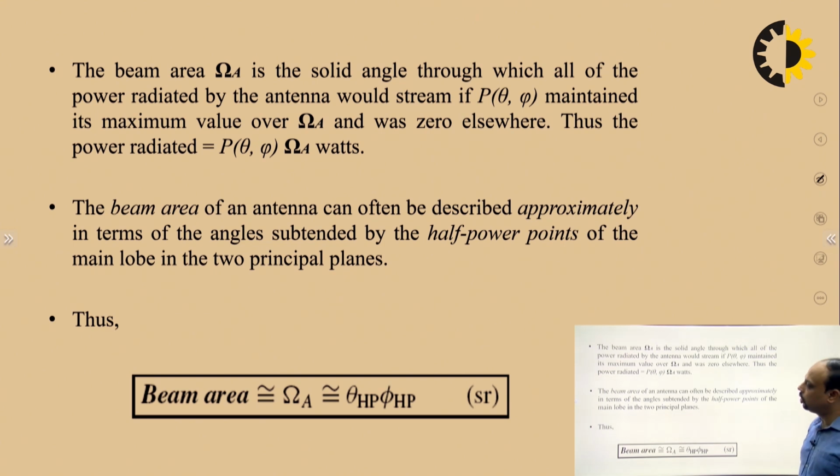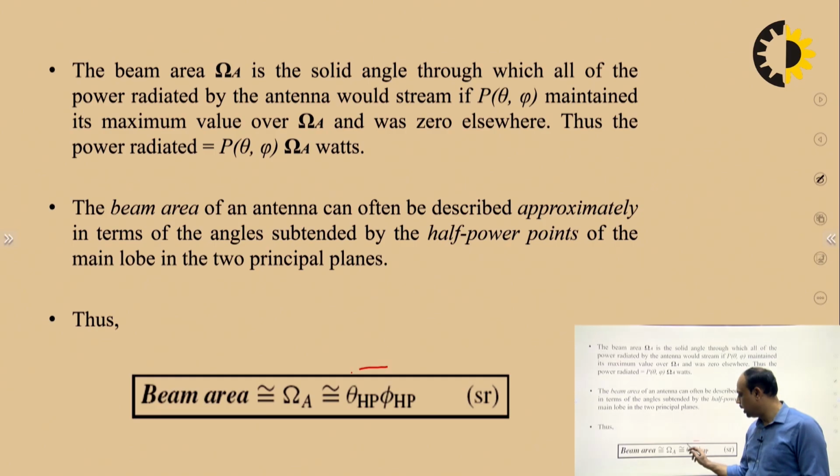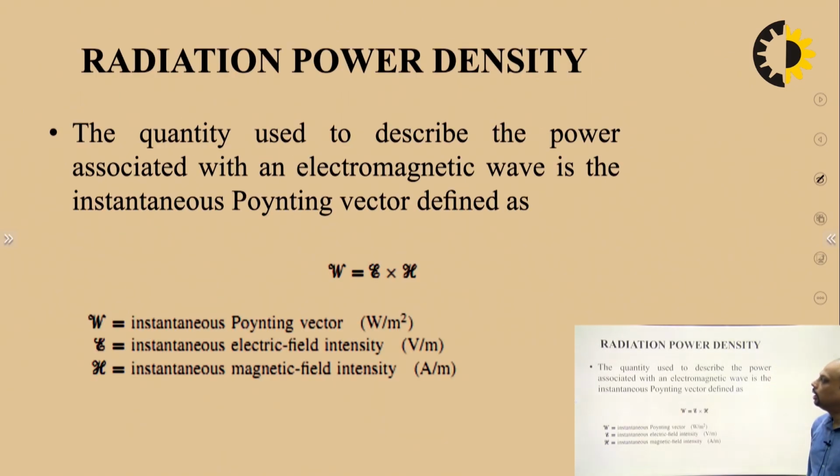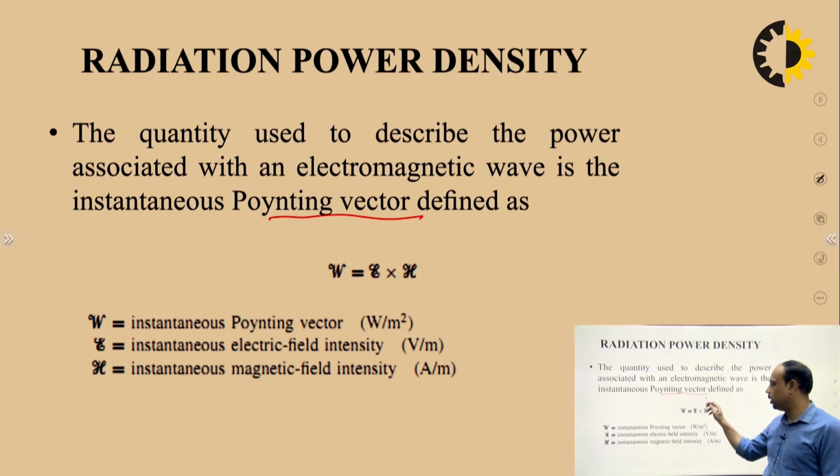So this is the normalized beam area equation, and beam area can also be calculated by the half power beamwidth in the theta and phi direction. And then the power radiation density is represented by the Poynting vector. The Poynting vector is nothing but the cross multiplication of the electric and the magnetic field intensity. This is a Poynting vector.